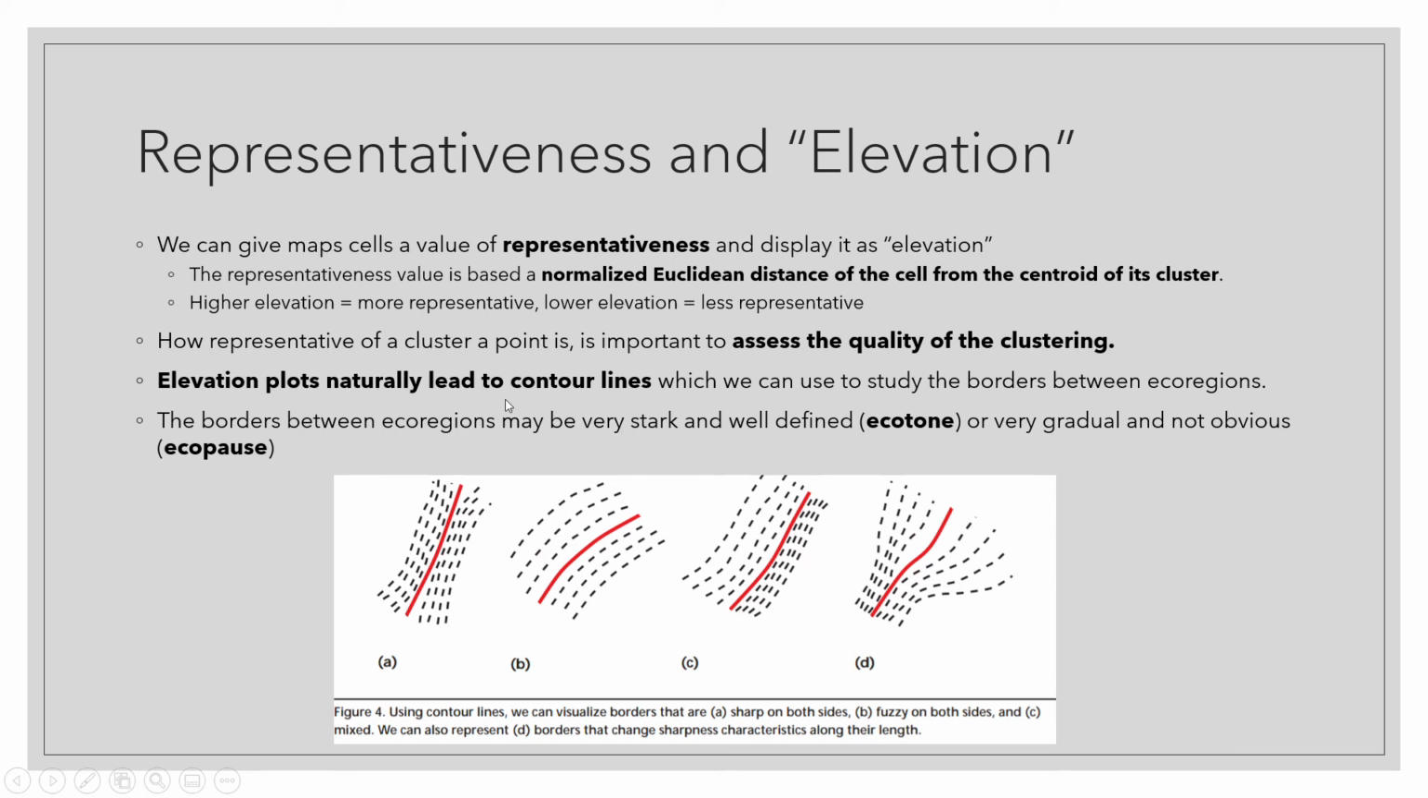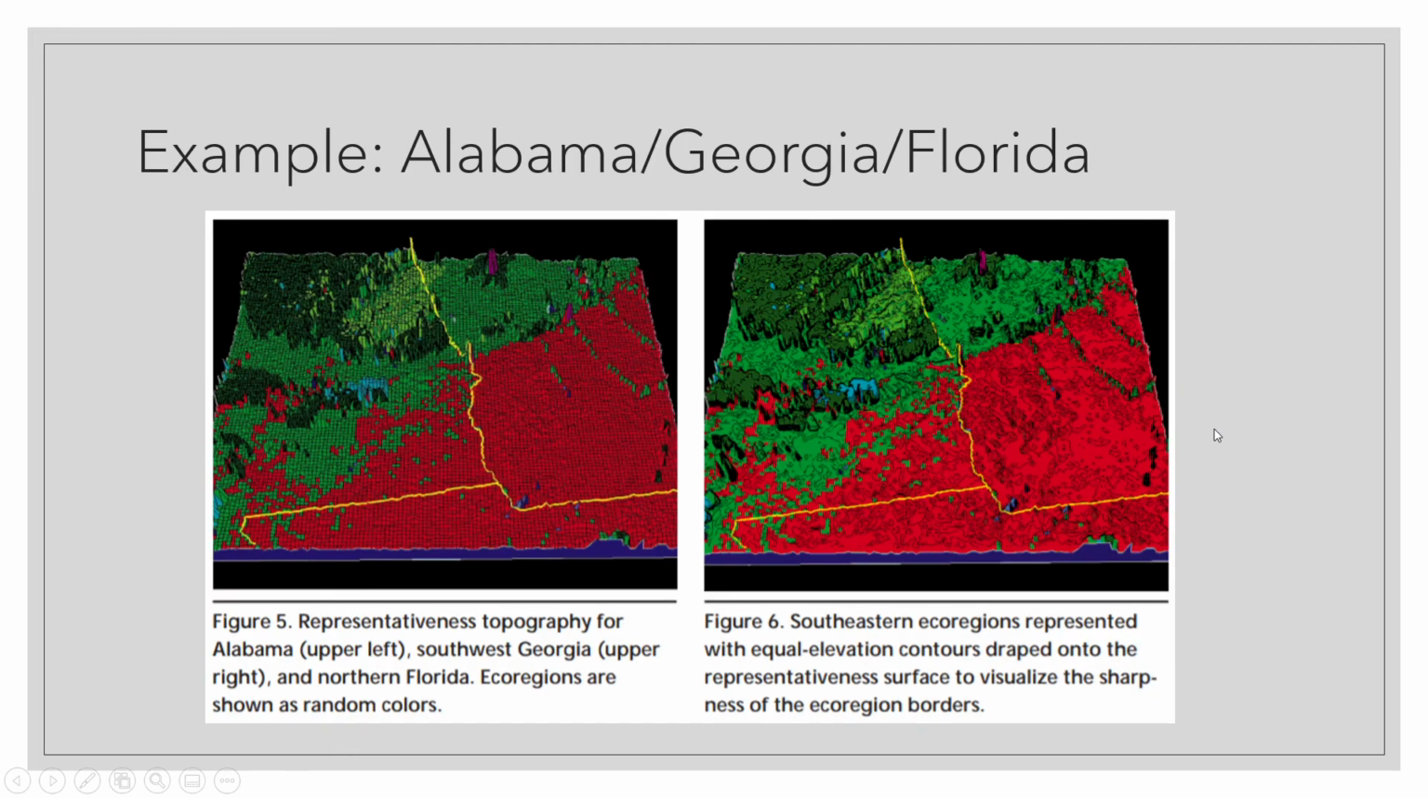Elevation points naturally lead to contour lines, which we could use to study borders between ecoregions. So they can either be stark and well defined or gradual and not obvious. So what we have here is a real-life example between Alabama, Georgia, and Florida. We have some ecoregions here in red, green, dark green, and light green. And you can see here that they're depicted by elevation. And for example, you can see these green stripes to the right-hand side of the map here. These are actually rivers originating higher up in the state. So it makes sense that they would have the same ecoregion as that area.